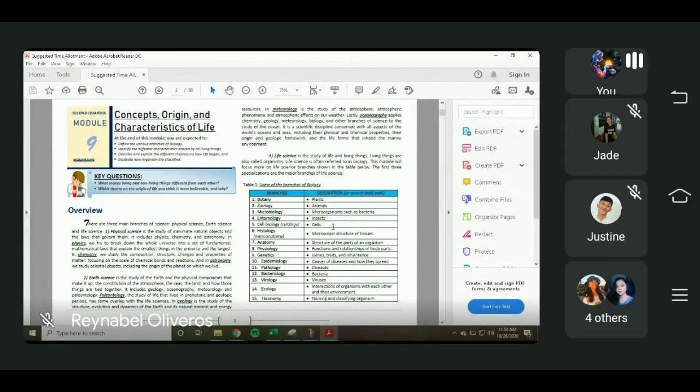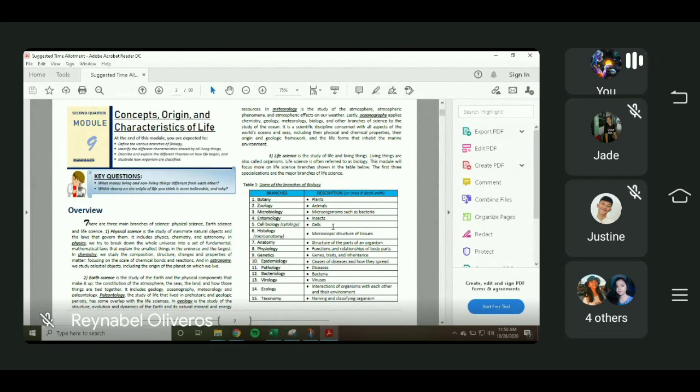As an overview, there are three main branches of science. These are physical science, earth science, and life science. Let's first find out what physical science is. What is physical science?